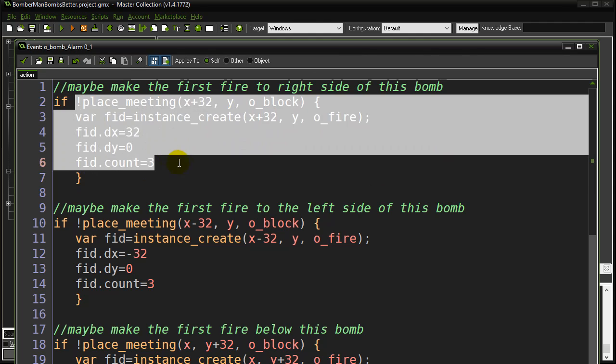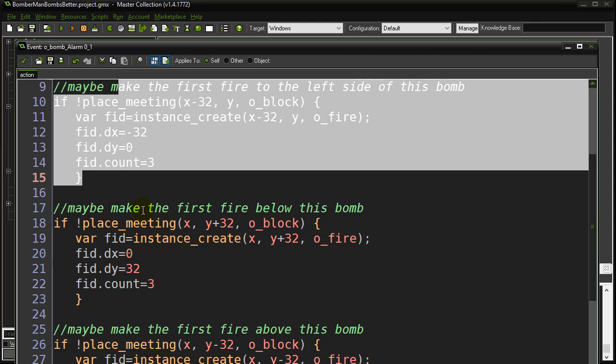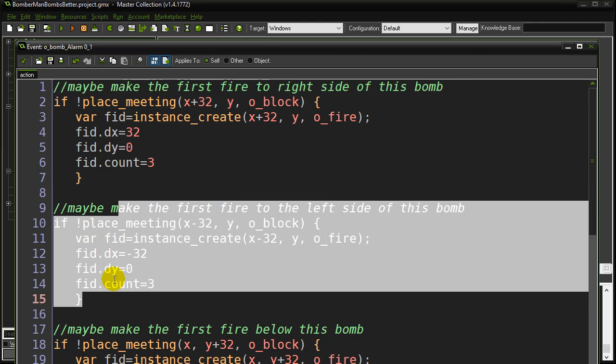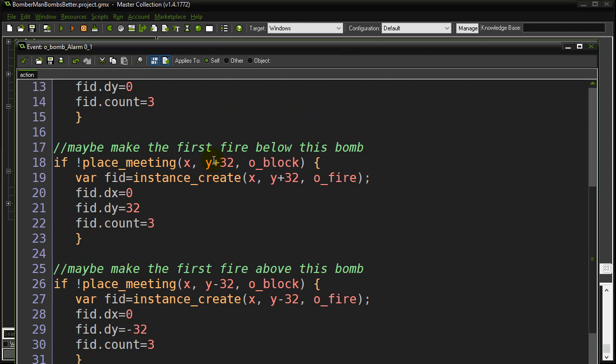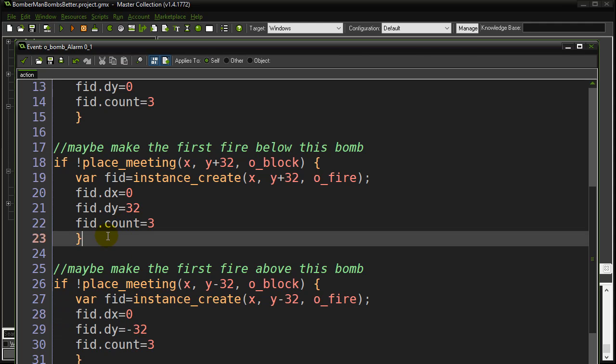I know that making a fire piece to the right and to the left and above and below is very similar. The only thing that's really different is the 32. Sometimes it's 32 and 0, sometimes it's negative 32 and 0. Sometimes the y is plus 32, the x is 0. There's a pattern to it though, and the pattern lies with the degrees, the angle. In GameMaker, moving to the right is an angle of 0. Moving up, the angle's 90, left 180, down 270.